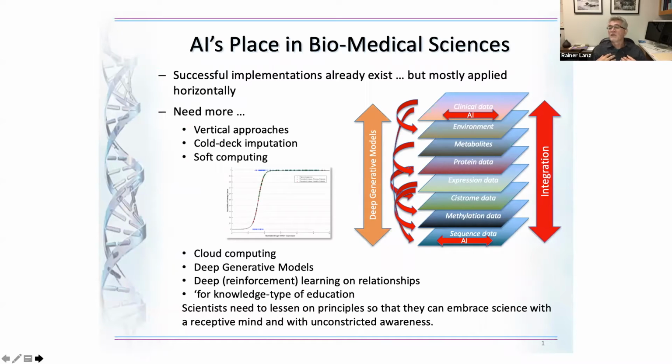I thought I'd share with you what I think AI can do for us, for biomedical science in general. As I indicated already, the horizontal red arrows indicate that AI is applied, I hate AI, by the way, as a term, okay? I prefer more specific terms like machine learning, deep learning, or reinforcement learning. But it is applied already within the data sets themselves. But as I alluded already, we need more vertical approaches. We need more cold deck imputation, as I indicated in the previous slide. We need more soft computing.